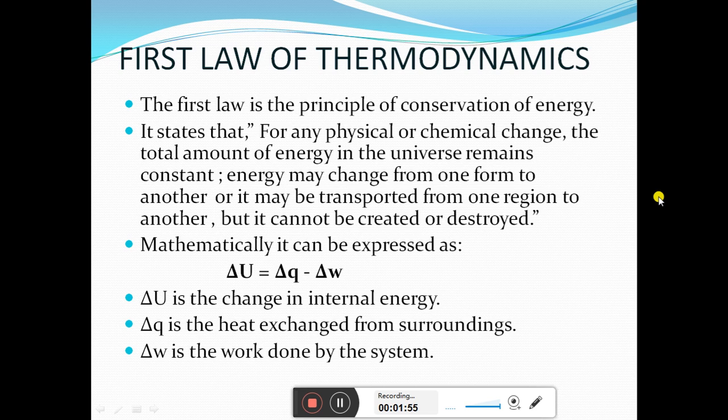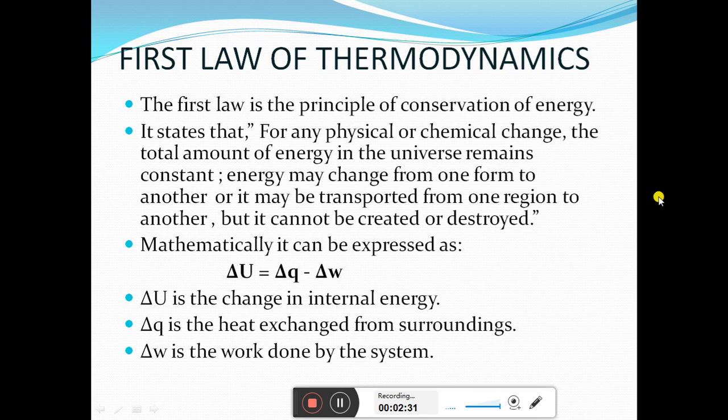Mathematically, this law can be expressed as delta U is equal to delta Q minus delta W. Delta U is the change in the internal energy, delta Q is the heat exchanged with the surroundings, and delta W is the work done by the system. If delta Q is positive, heat has been transferred to the system, giving an increase in internal energy. When delta Q is negative, heat has been transferred to the surroundings, giving a decrease in the internal energy.